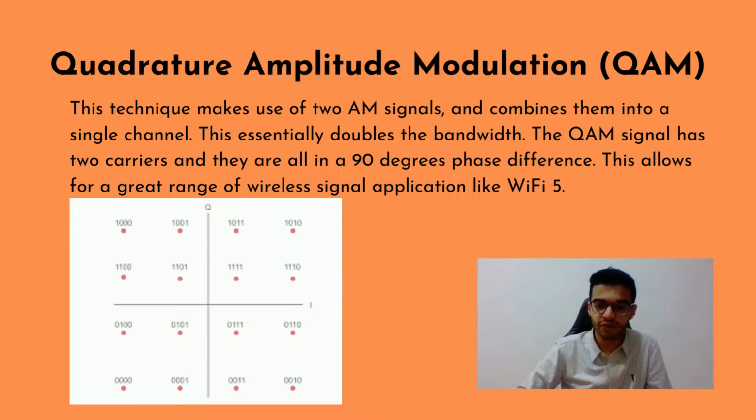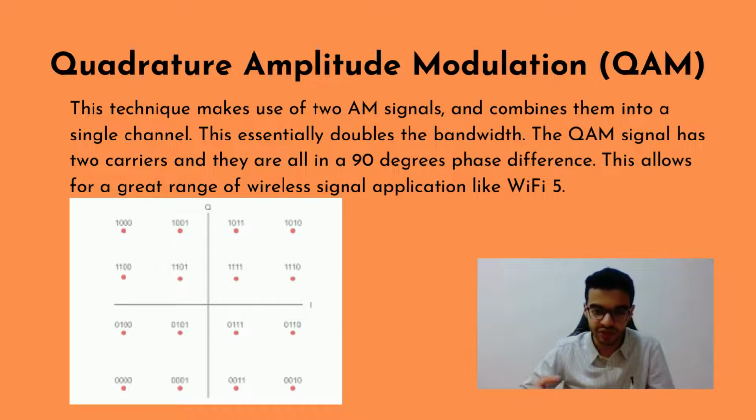And finally, we have the quadrature amplitude modulation, or the QAM. This technique essentially uses 2 AM signals and combines them into a single one, and this allows for a greater bandwidth, and it has multiple applications. For example, Wi-Fi 5 and I believe Wi-Fi 6 use higher versions of this technique. If you look at the constellation diagram, you can see that all of the signals are in 90 degrees phase difference, and they're aligned together in pairs of 4 on each quadrant.